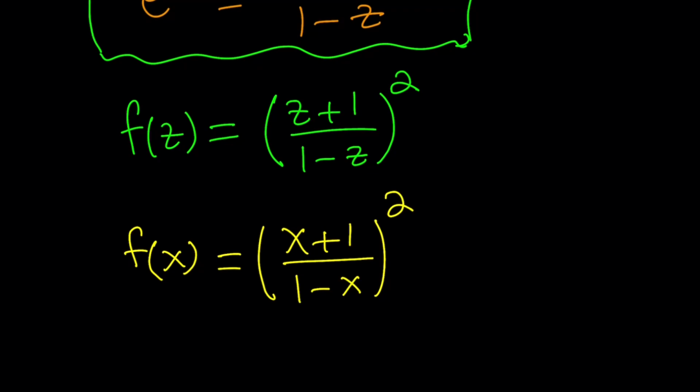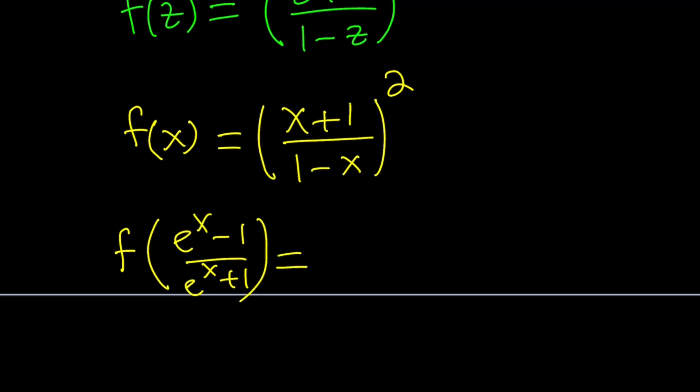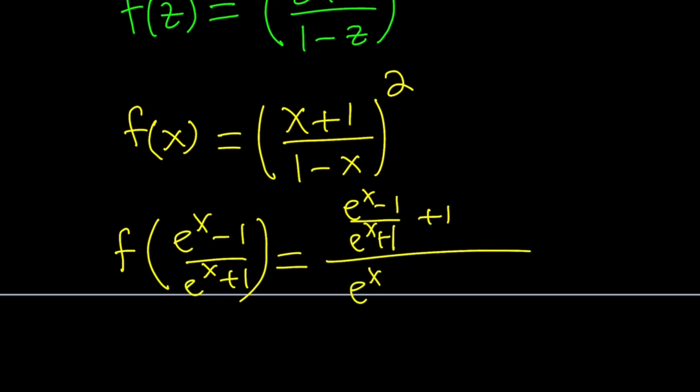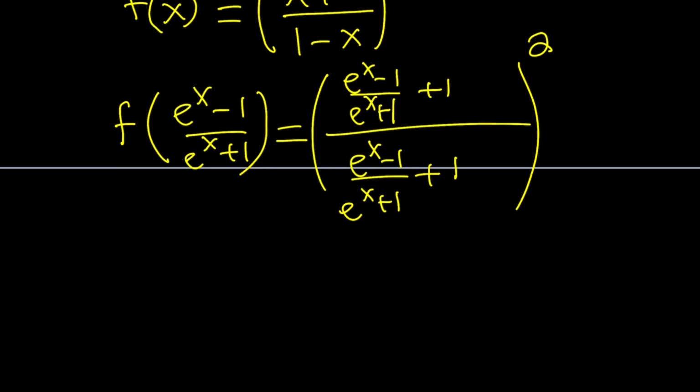If you test it out, you can definitely do that. For example, my goal was to evaluate this, so you can go ahead and evaluate this. So how do you evaluate this? All you have to do is replace x with that on the right-hand side. So that's going to give you (e to the x minus 1 over e to the x plus 1, plus 1) divided by (e to the x minus 1 over e to the x plus 1, minus 1), and then you have to square it, and this is going to give you what you want.